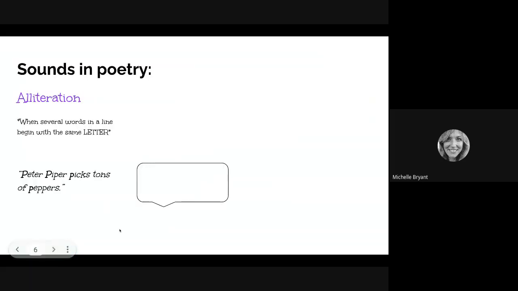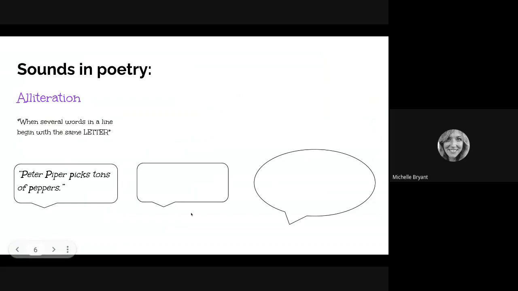All right. Then you've got sounds in poetry. The first word right here is called alliteration. And that is when several words in a line begin with the same letter. And here's an example here. Peter Piper picks tons of peppers. In that example, there's several words that begin with the letter P. That's what we call alliteration.